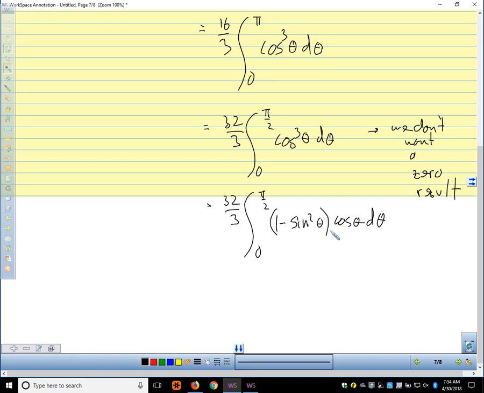Now we can evaluate this. This is just a u substitution. And we get 32/3 times, when we evaluate this, 2/3. And we get 64/9.